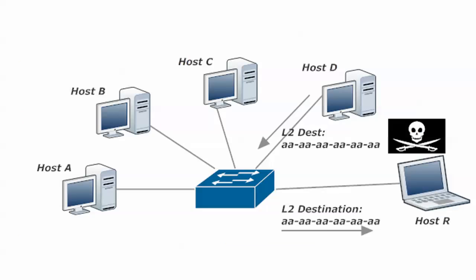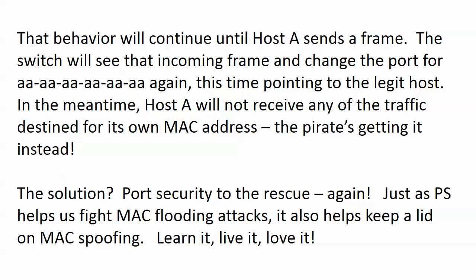Now, if host A sends a frame after this, of course, the switch would look at the source address and say, oh, okay, they must have moved it again. I'll update my table and the all A's address will be off 0/1 again. But then host R could do the spoofing again and we're right back to where we started. In the meantime, though, as long as that entry is pointing towards 0/5, host A is not going to receive any of the traffic destined for its own MAC address. It's not going to get anything. The pirate's getting it instead.